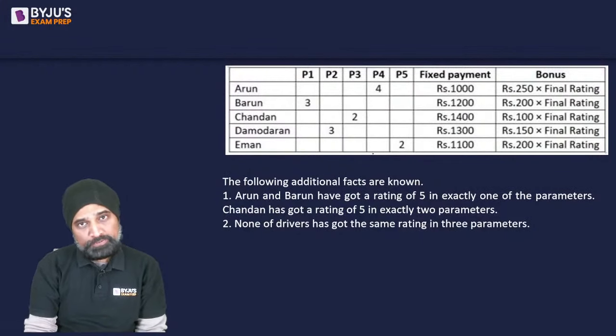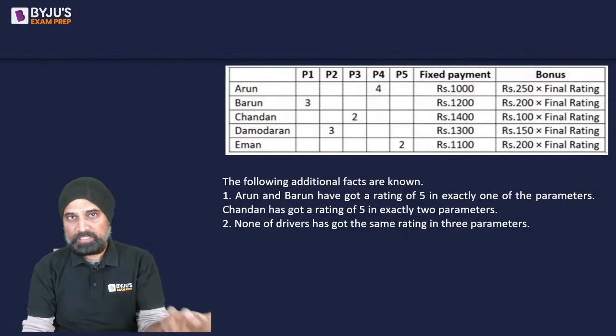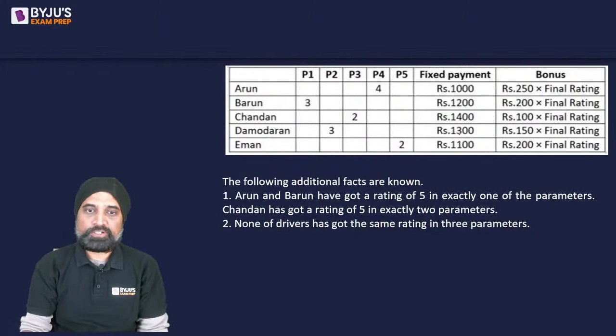There are a total of 25 cells. Out of those 25, only 5 cells are filled. Remaining 20, we don't know. The fixed payment for these drivers are 1000, 1200, 1400, 1300, 1100, and bonus is variable. It depends whether they're eligible for it or not.